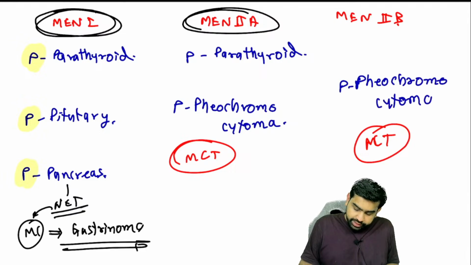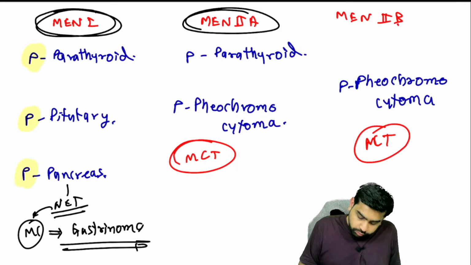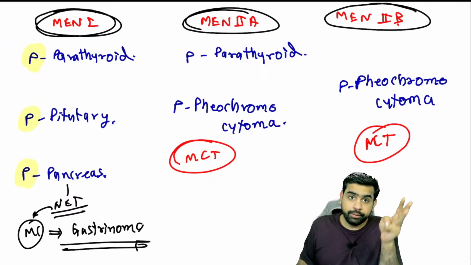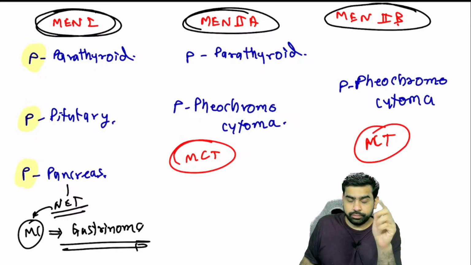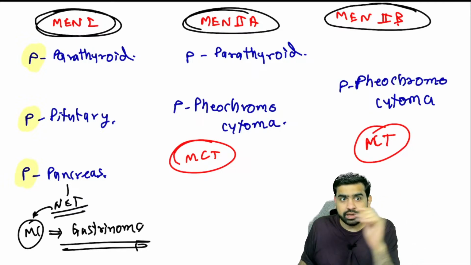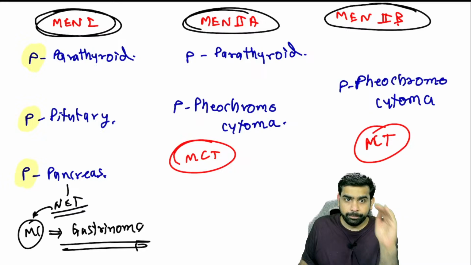Pheochromocytoma. So in MEN2B, what you basically get is the syndrome of 1P. MEN1 is basically 3P, MEN2A is basically 2P, and MEN2B is basically 1P. Are you understanding my point? This is what you need to understand: 3P, 2P, 1P. Parathyroid, pituitary, pancreas; parathyroid and pheochromocytoma; and only pheochromocytoma.